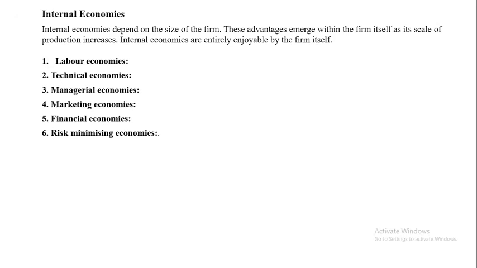Then fourth one is marketing economies. See, these are the economies in buying and selling, the buying of inputs and selling of the output. In the case of buying inputs or raw materials, the firm can purchase in bulk quantity. That helps a firm to reduce the price of these inputs or raw materials. So it again enables the firm to reduce the cost of production.